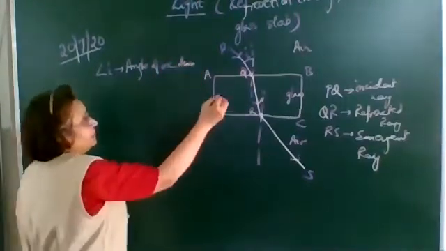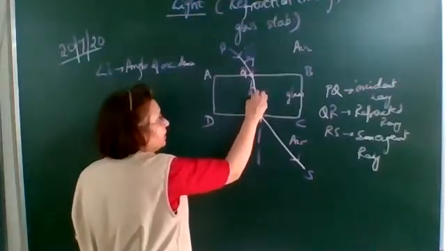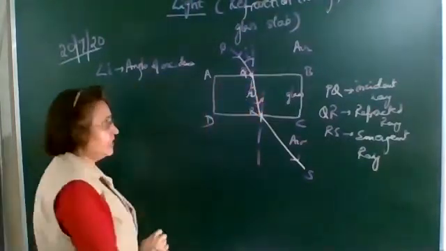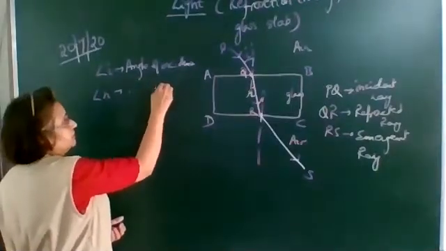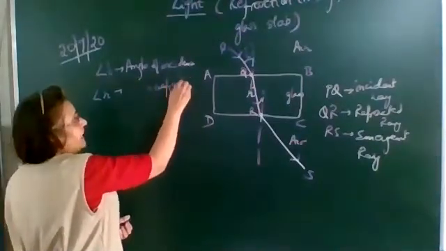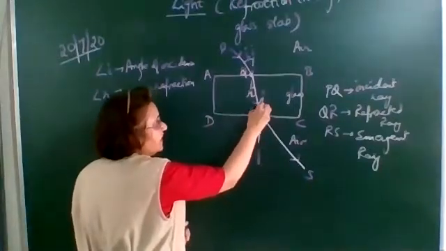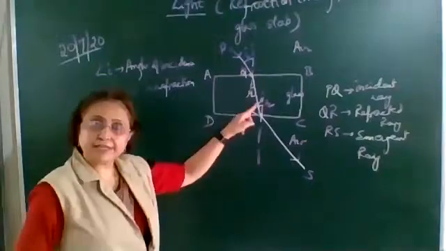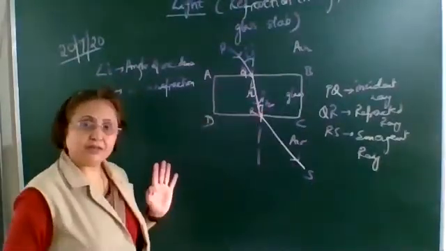Okay, now this angle which is formed between the refracted ray and the normal is called the angle of refraction. This angle will also be equal to its alternate opposite angle. So if this is angle R, this is also angle R.